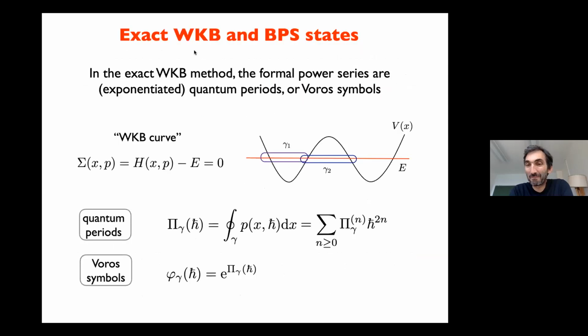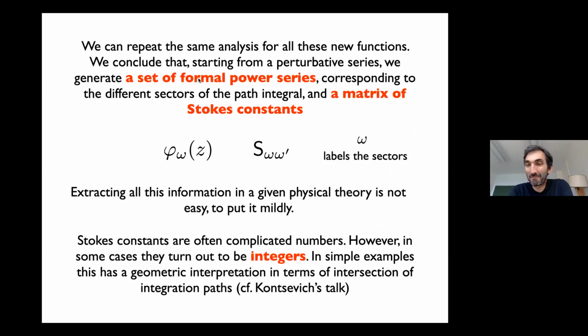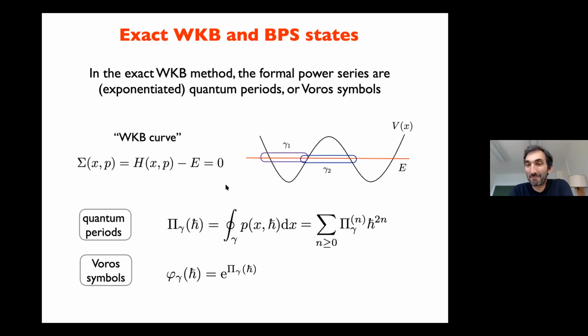Very good. So let me give you a very simple example in which this program of resurgence can be realized. This is not going to be my main example, of course, but I wanted just to mention it because it's actually a sort of toy model for what comes. And this example is the exact WKB method. Now, in the exact WKB method, this collection of formal power series can be identified very easily. They are just given by what are called quantum periods or Borel symbols. So how is this produced?